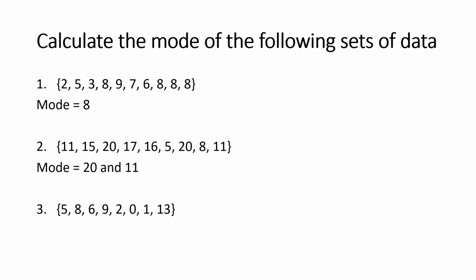For our third data set, 5, 8, 6, 9, 2, 0, 1, 13, we can see that no piece of data occurs more than once. When this happens, we can say that there is no mode. So our mode for this data set is there is no mode.